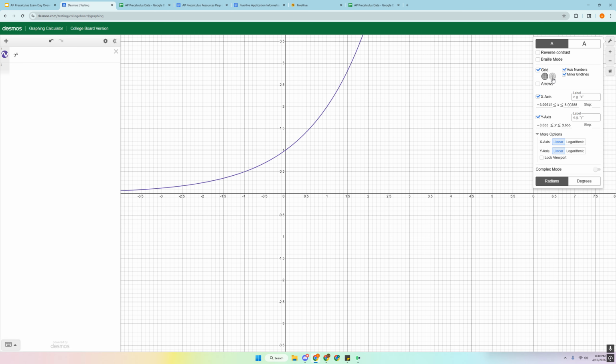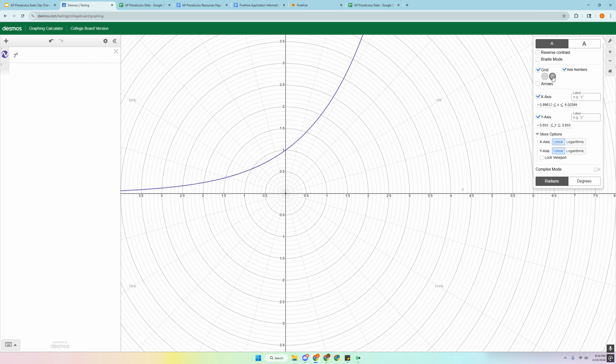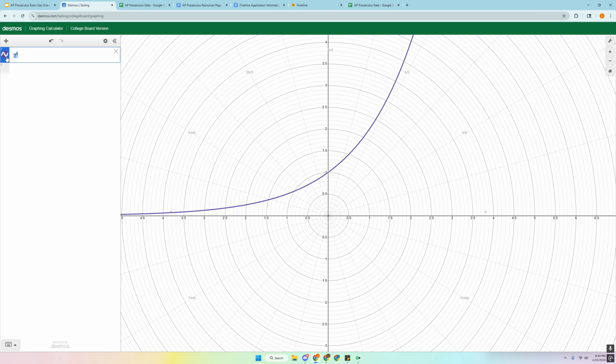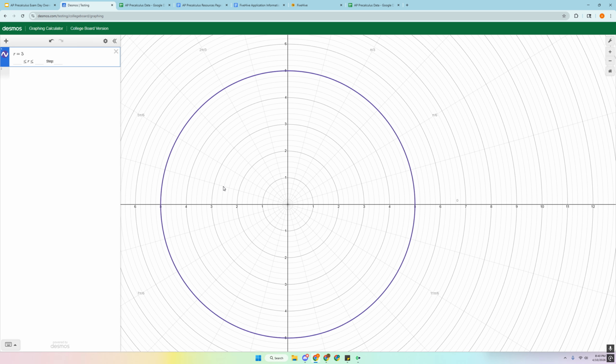We can also go into polar mode, where you can change the grid. So now we have a polar grid, and we can do our polar graphs here.